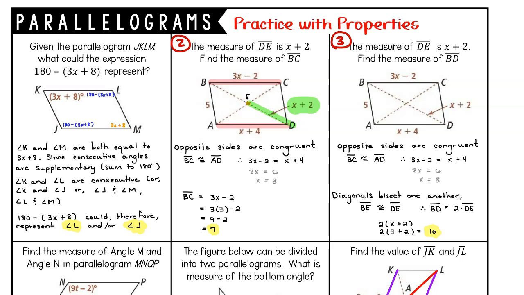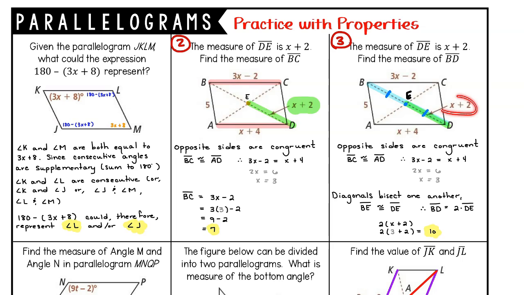In question number 3, we're told the same information. We're told that DE is x plus 2, so again that's half of this diagonal. And then we're told this time that we need to find the measure of line segment BD, which is the entire diagonal. Once again, we're going to use one of our properties of parallelograms, and that is that diagonals bisect one another. What this means is that the line segment from B to E, that's not labeled on this one, is congruent to the line segment from E to D.